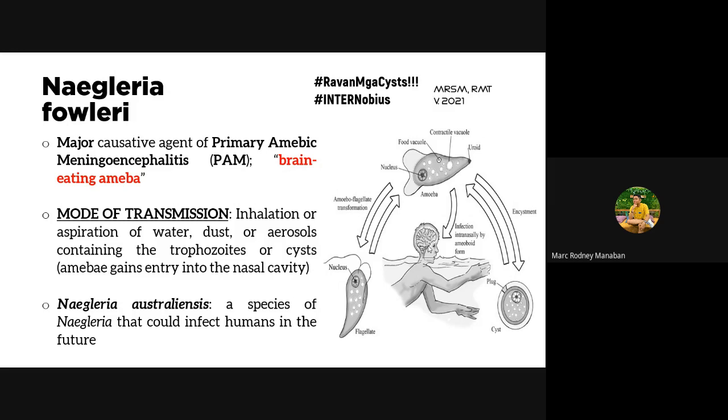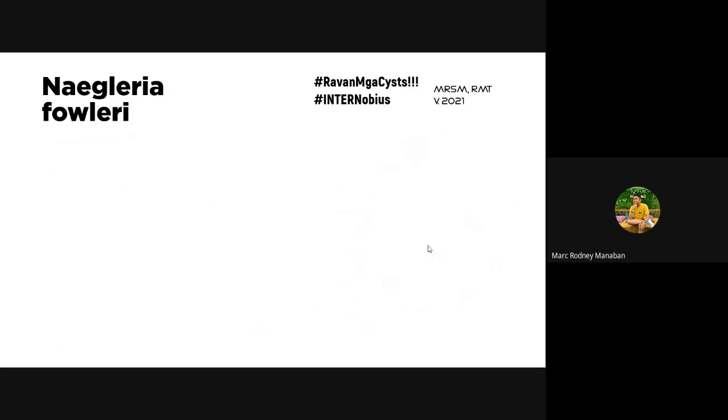So it's still not defined or not yet established that it can cause infection. Okay, so the primary species is Naegleria fowleri. All right. Now we go to its morphology.